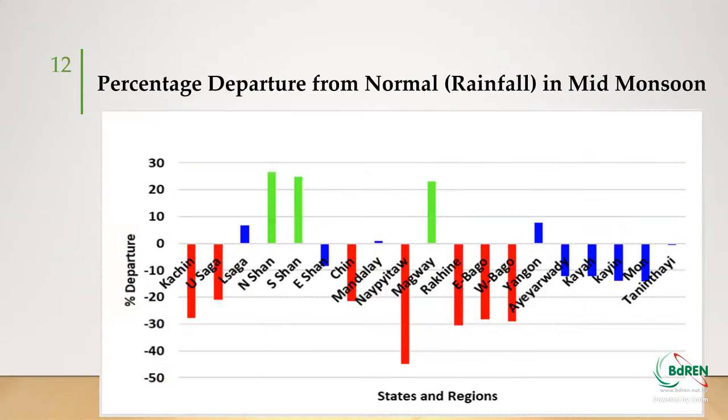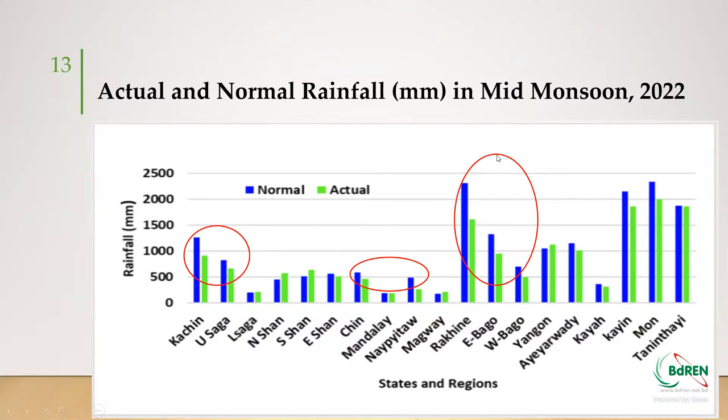Here we can see in northern Myanmar, Kachin and Sagaing, also Chin and western Myanmar, and in central Myanmar only Naypyitaw, also below normal, and also Rakhine, and some delta areas, west and east Bago, we observed below normal rainfall. But in the eastern side and some central areas it is above normal rainfall, and in the other remaining states and regions, we observe normal rainfall in the mid monsoon season. Here is just a comparison of actual and normal rainfall. Here I highlighted the red circle area, where we observe below normal rainfall.